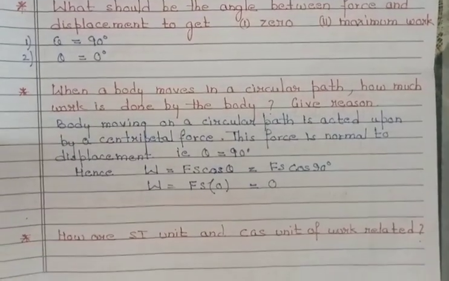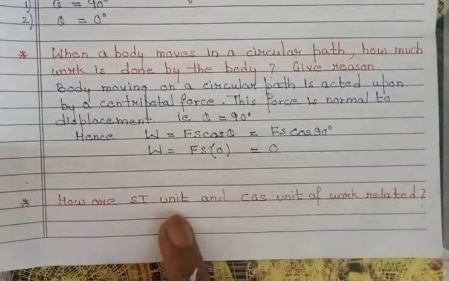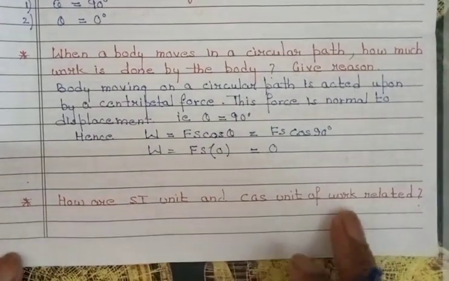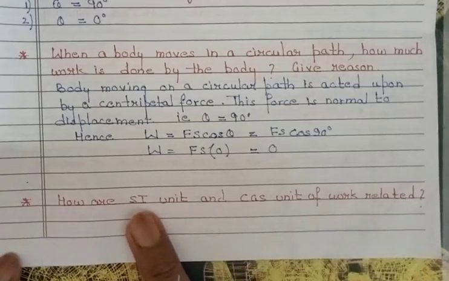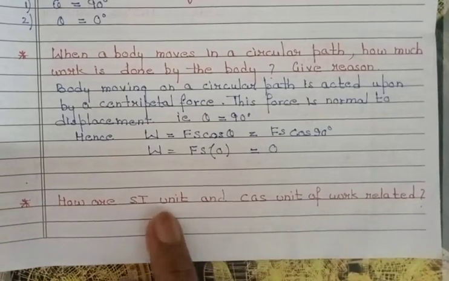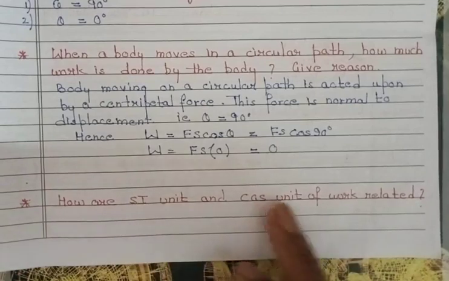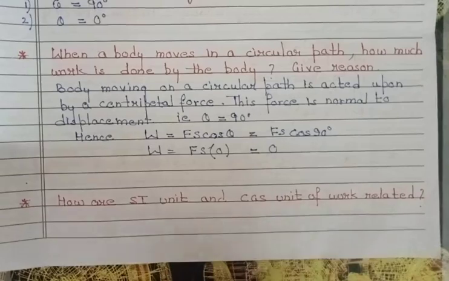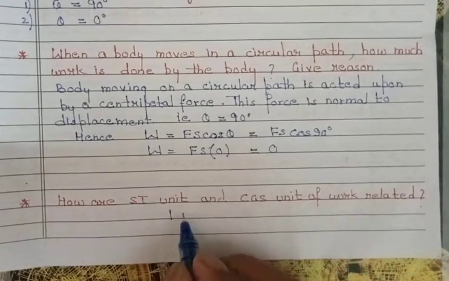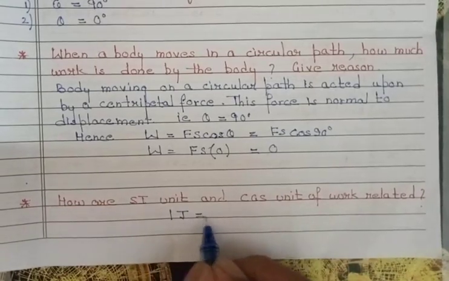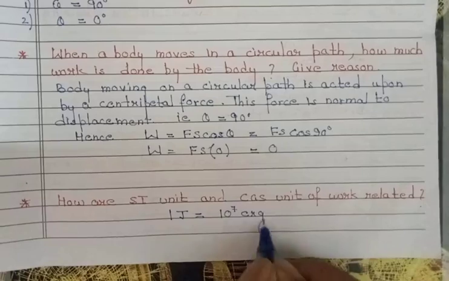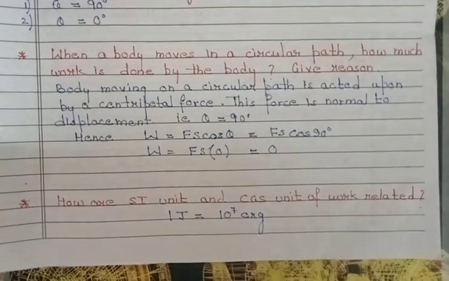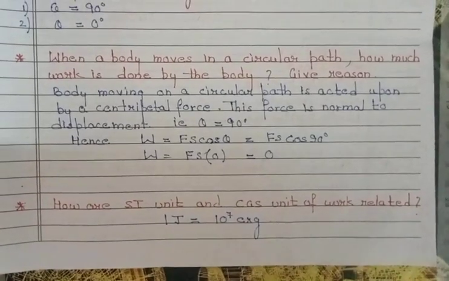Okay, now moving to the next question. They say, how are SI unit and CGS unit of work related? Now remember, SI unit of work is joule and the CGS unit of work is erg. So the relation between them is 1 joule is equal to 10 raised to power of 7 erg. This is the relation between SI and CGS unit.